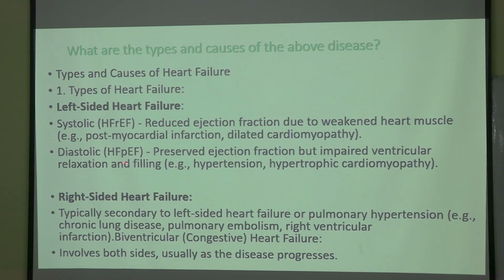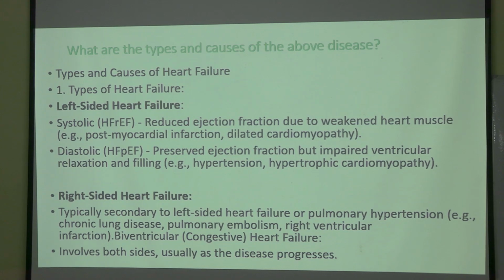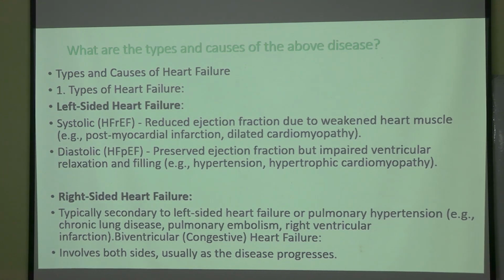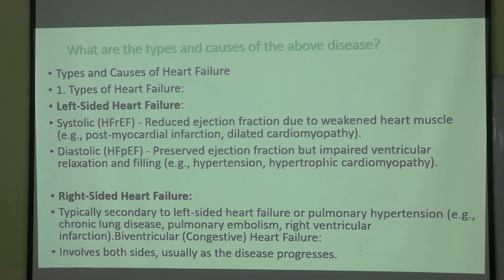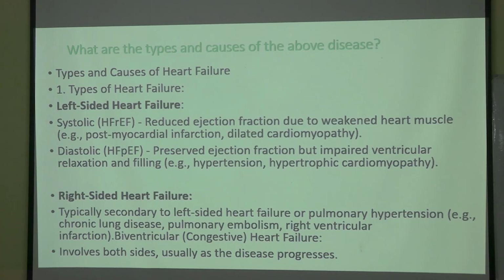In case of diastolic heart failure, you can say there is a preserved ejection fraction but impaired ventricular relaxation. So you can see there is impaired ventricular relaxation. So in the first case it is related to the contractions, but here it is related to the relaxation. See, impaired ventricular relaxation affects the filling of the ventricles, right?